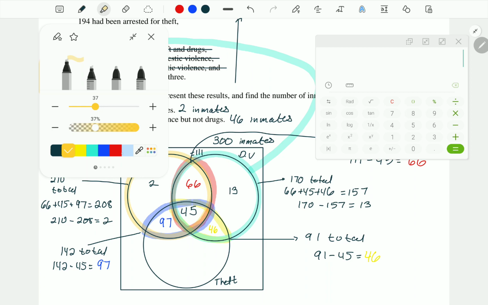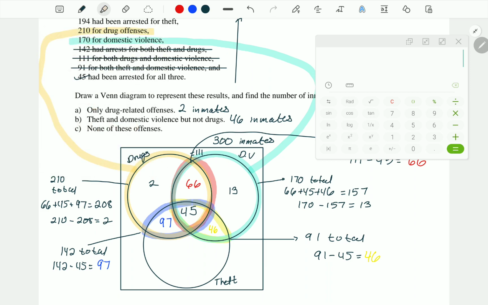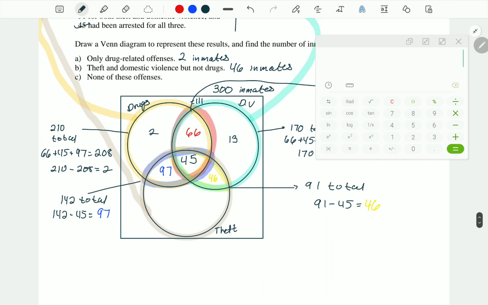Let's answer the last question. We can put that in. I want a unique color. This looks like pink to me, but it could be beige. 194 have been arrested for theft. Once again, that is general. It didn't say theft only. So that means the sum of this circle for theft must add up to 194. So 194 in total.